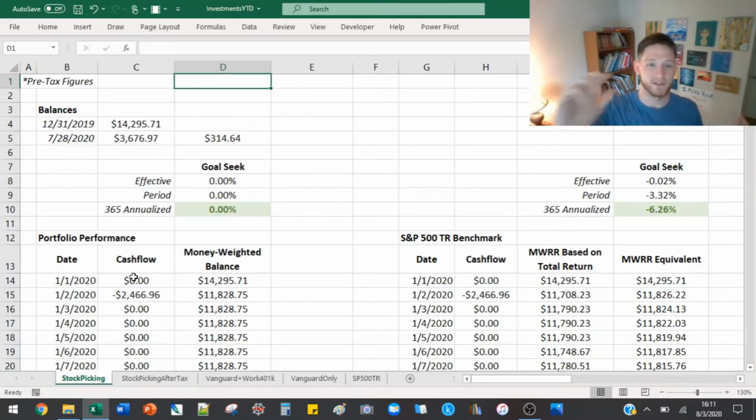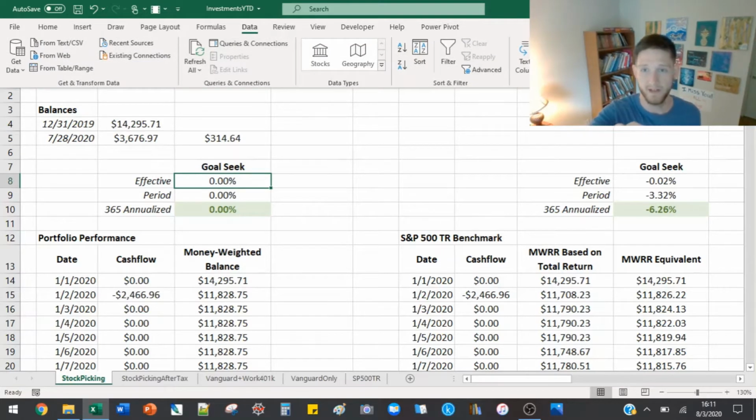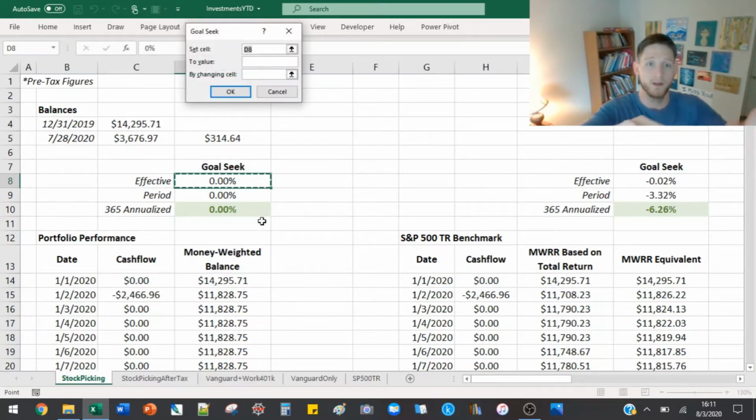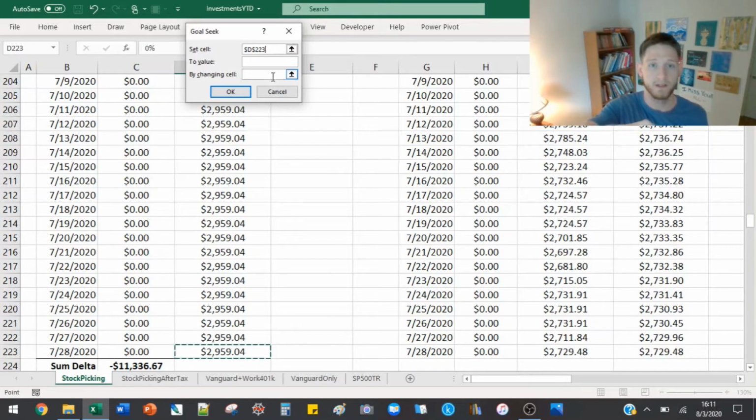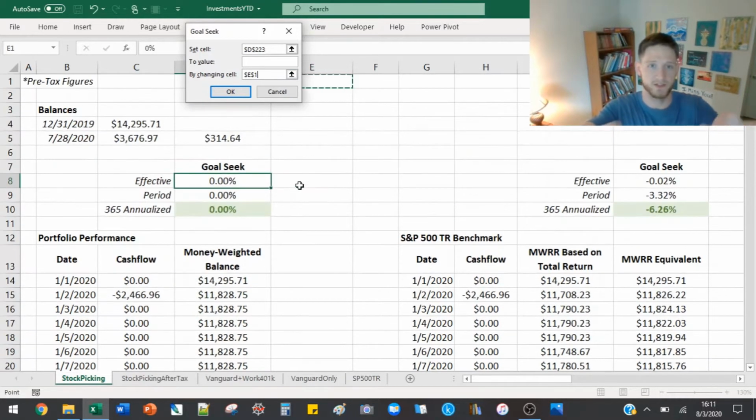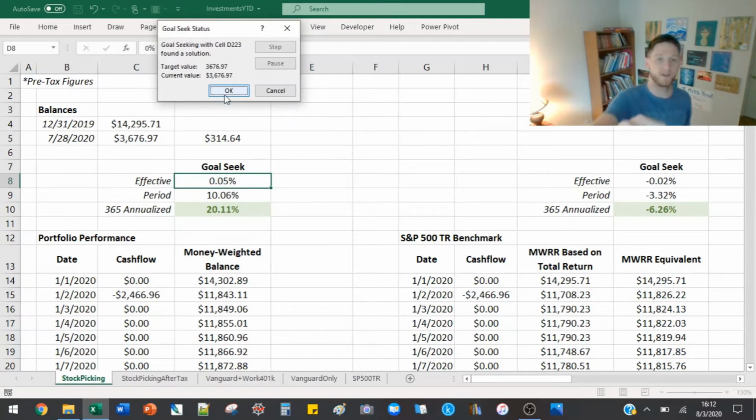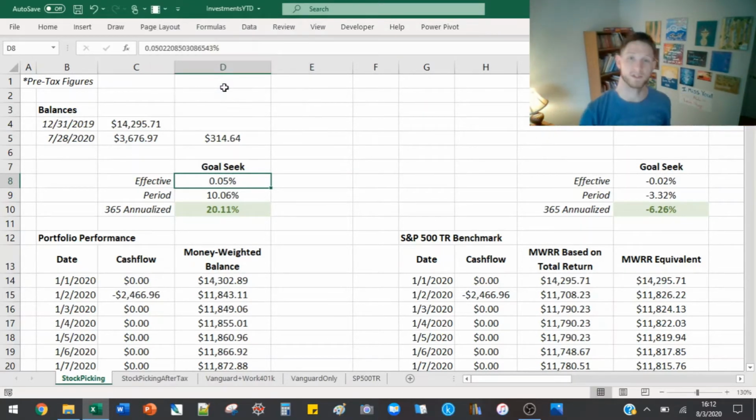So how do we get Excel to figure out this effective rate? Well, we're going to use the goal seek function. I'm going to do it the slow way first. So you go data, what if analysis, goal seek. What you're going to do now is you're going to say, I want the value of this ending balance equal to what it actually is. Just give me a second to scroll up here. To the value of the ending balance, which is 3676.97, by changing the effective rate. Okay, I'm gonna hit OK. Excel's gonna calculate it for me and find out that I had an annualized 20.11% return on investment pre-tax.